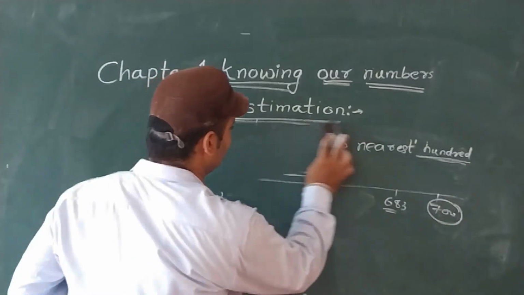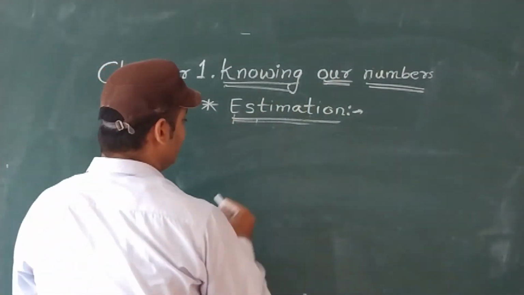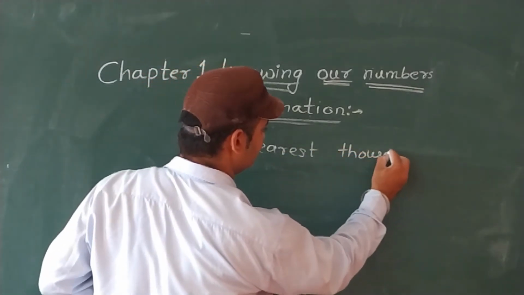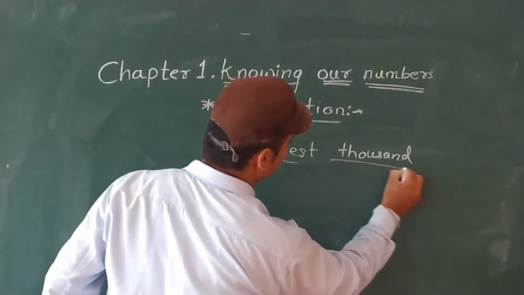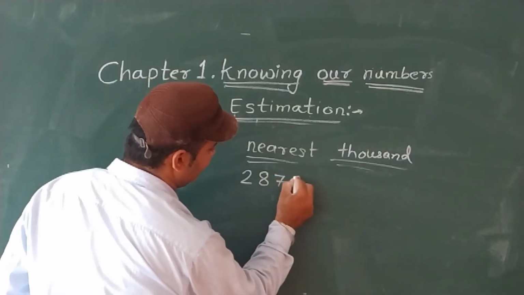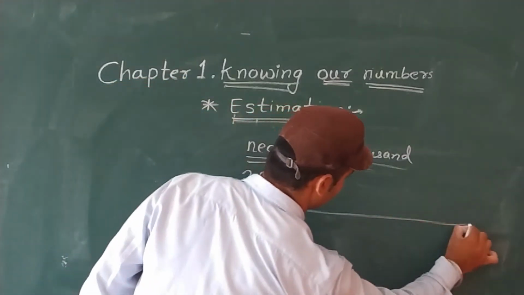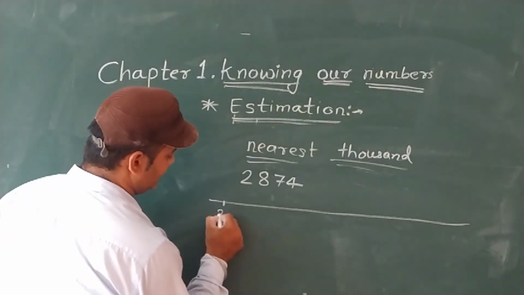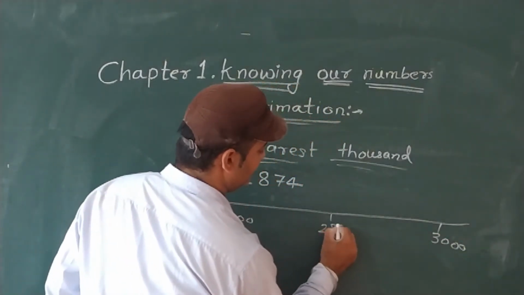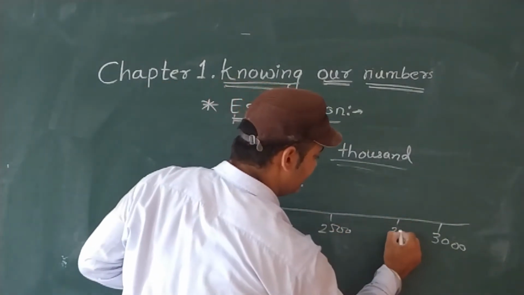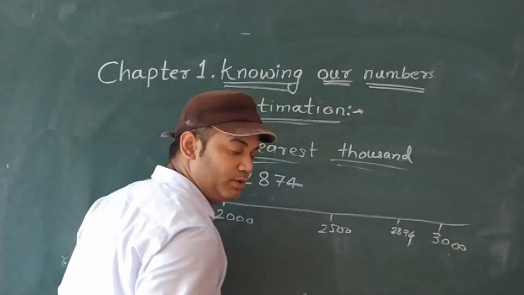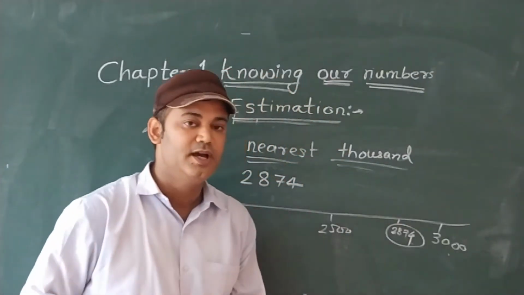Okay. Now see the last example. Nearest 1000. 2874. Right. This is 2000. This is 3000. 2500. Now this number must be here. So from the figure, is 2000 closest or is 3000 closest? 3000 is closest. That is the procedure of rounding.